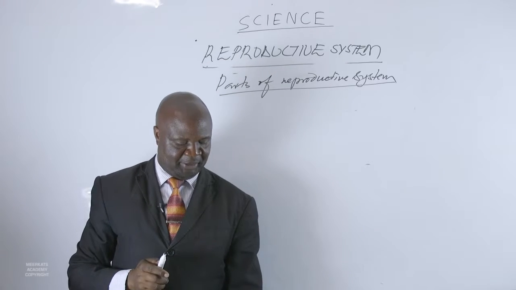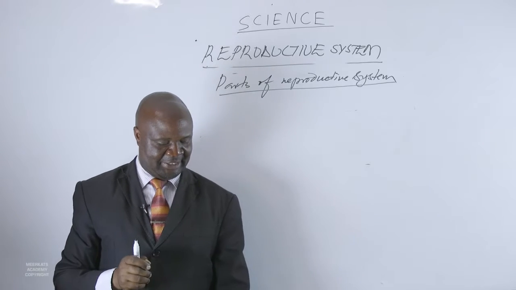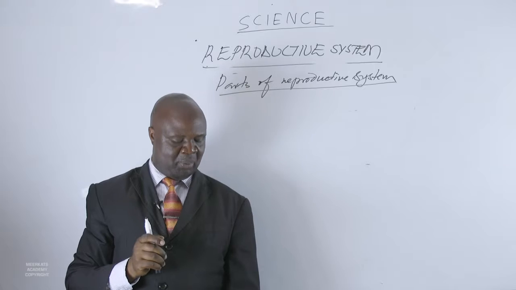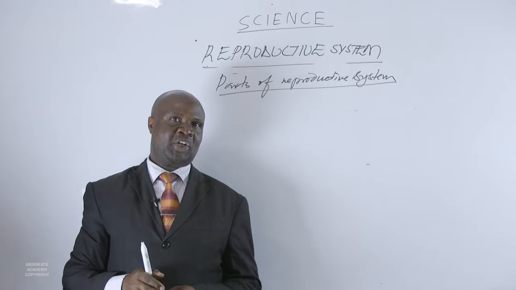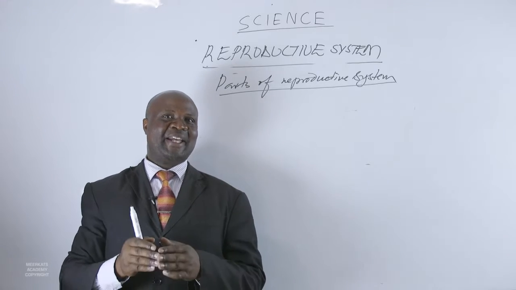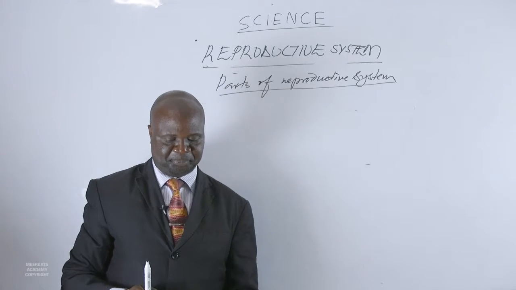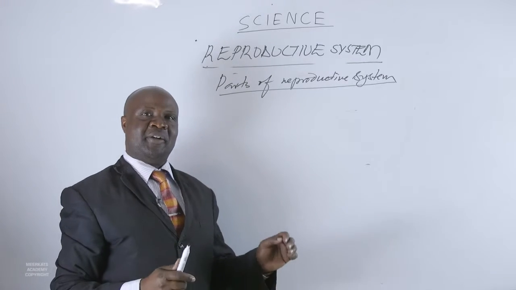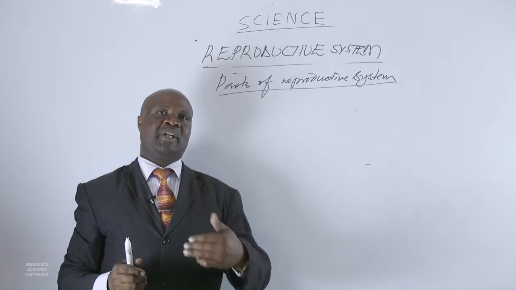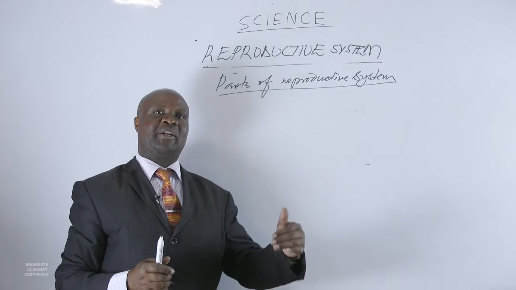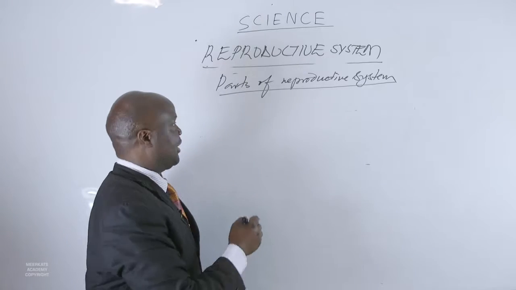Parts of the reproductive system. The human reproductive system is made up of male and female parts. Maybe we can start with the parts of the female reproductive system, then we shall end with the parts of the male reproductive system. Then we shall see the functions and so forth.